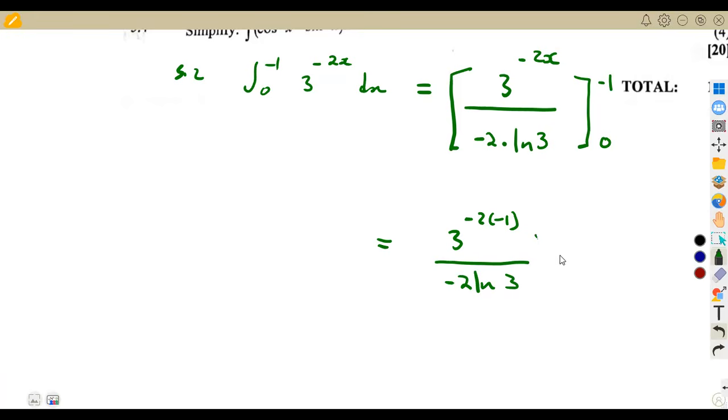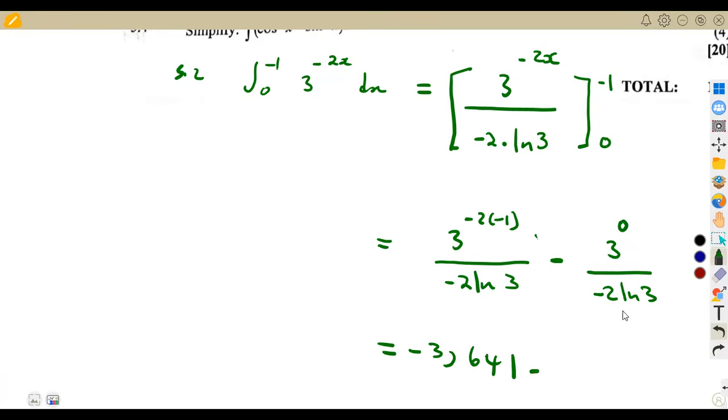So this is your upper limit, minus, on the lower part you're going to substitute 0 here. So it will be 3 to the exponent of -2 times 0, which is 3 to the exponent of 0, over -2 ln of 3. So that's it. That's you and the calculator there. You were supposed to obtain something like -3.64095, which is -3.641 to 3 decimal places.